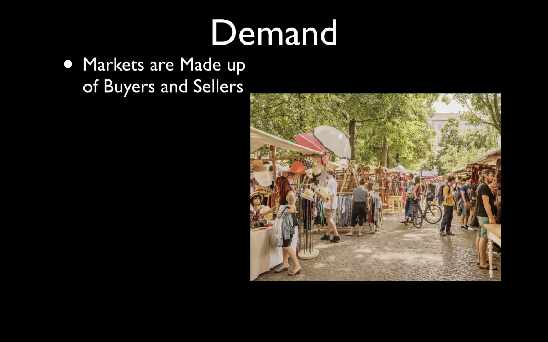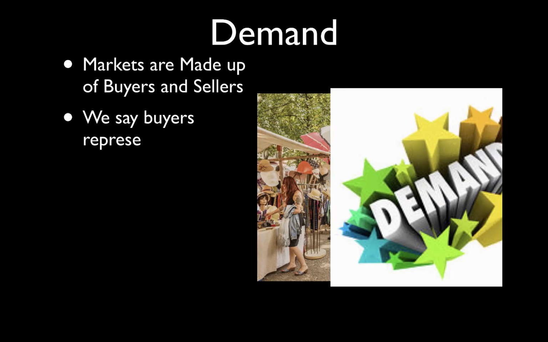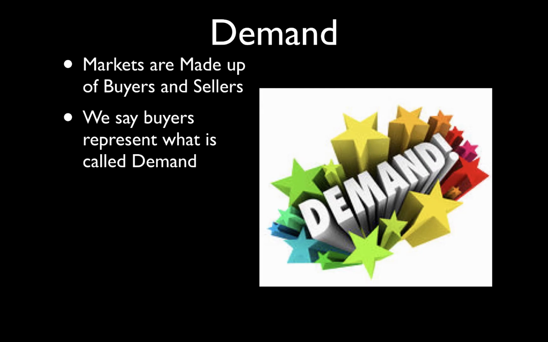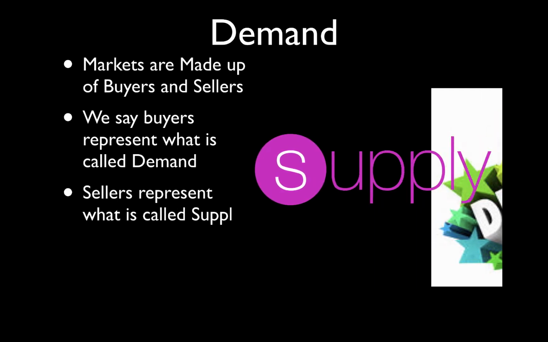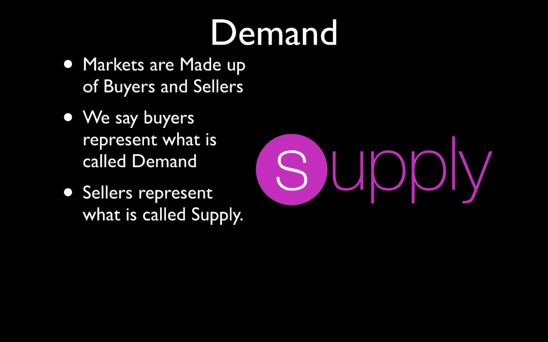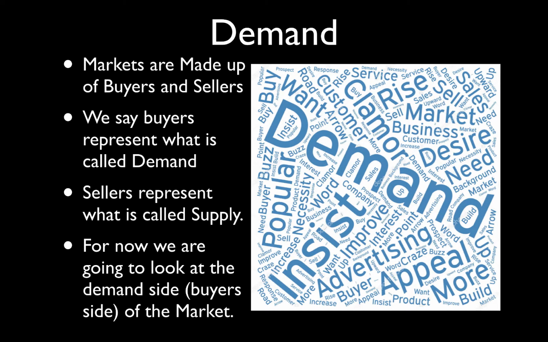Okay, so markets are made up of buyers and sellers. No problem, that makes sense. If you're going to buy something, somebody else better be selling it. So when we say demand, we're talking about buyers, one side of the market. When we say supply, we're talking about sellers, the other side of the market. But for now, all we're going to be doing is looking at the demand side, which is the buyer side. So right now, we're just thinking about those people that are buying.